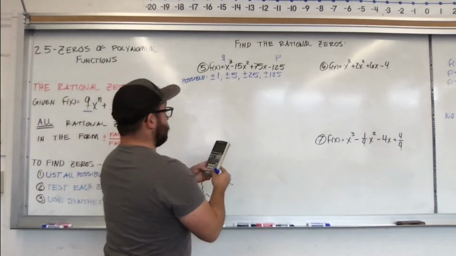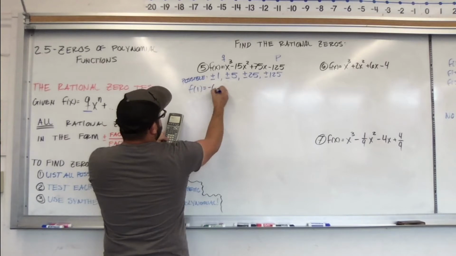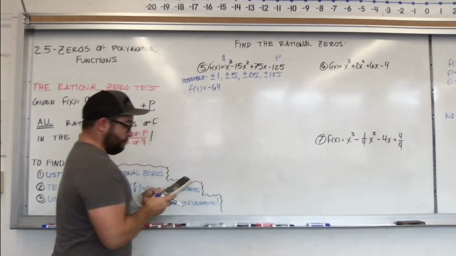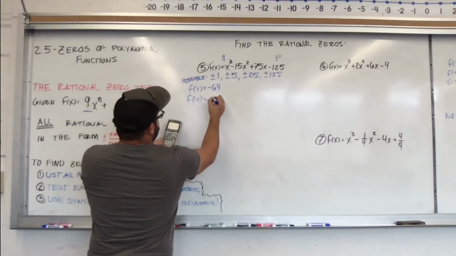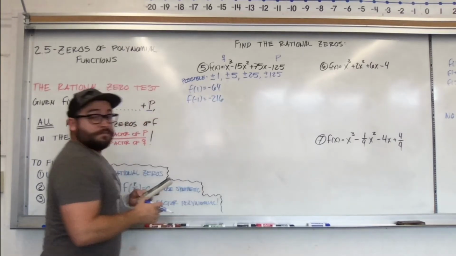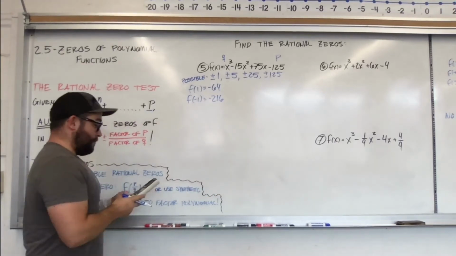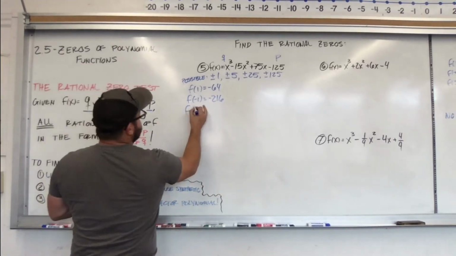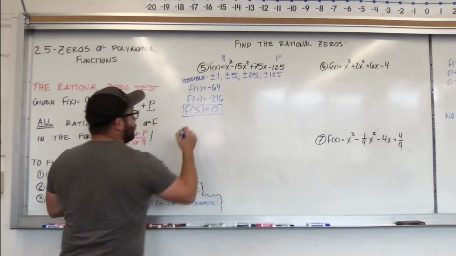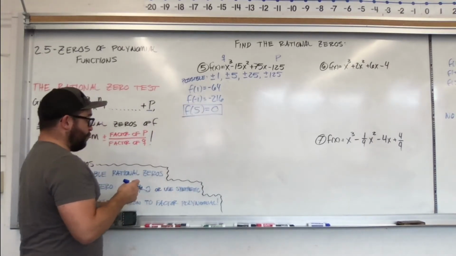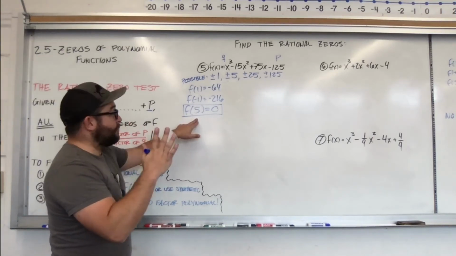So I'm going to test it. Sadly, f of 1 gave me negative 64. That's not helpful. F of negative 1 gave me negative 216. So that's like a remainder if we did synthetic, right? Not helpful. Next is 5. F of 5 gave me a 0, which is important because now I know at least one of the zeros has to be a 5.